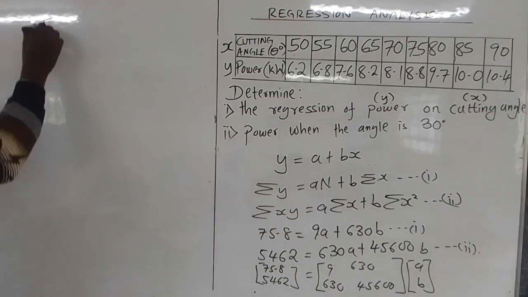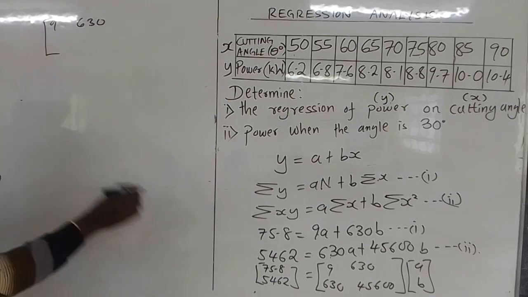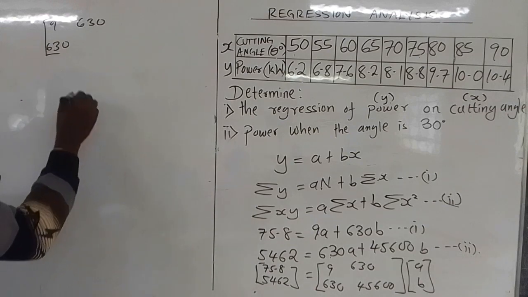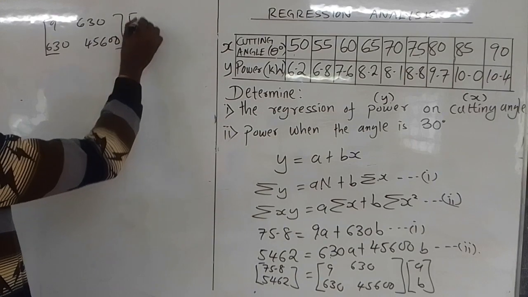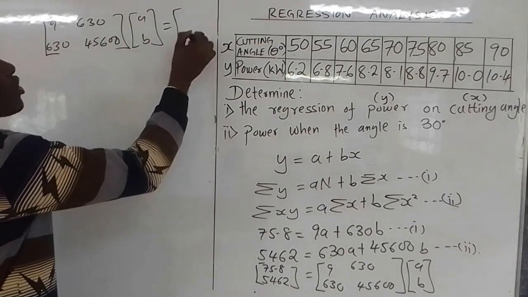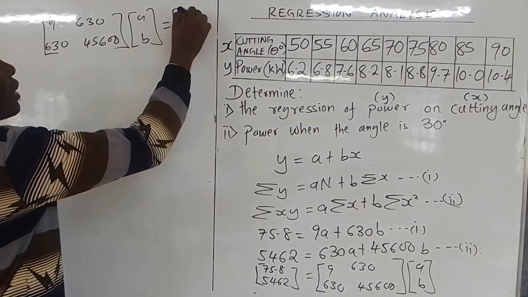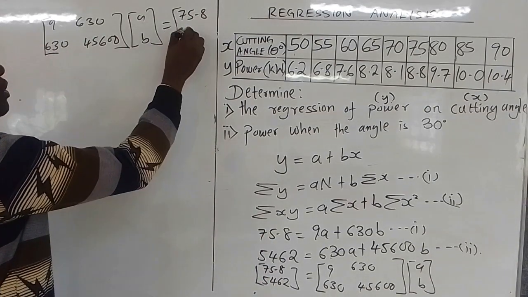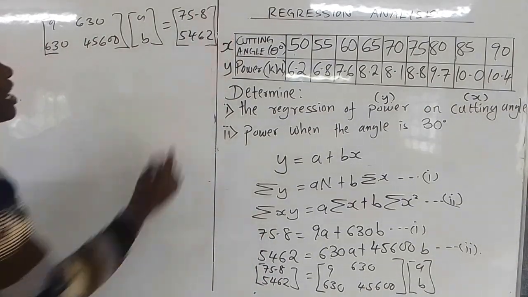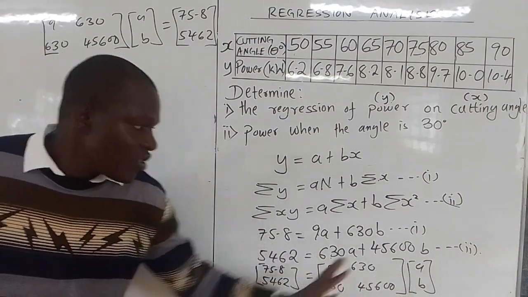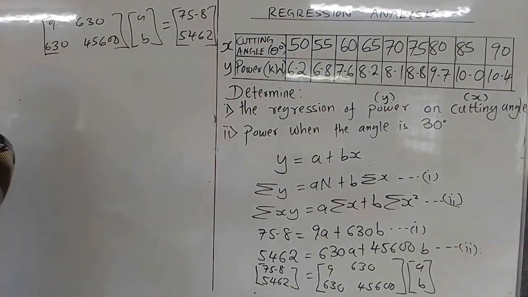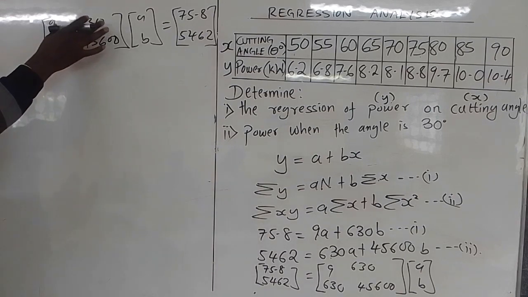So can you now bring this and transform it there? We have our coefficient matrix here as 9, 630, then 630, 45,600, then it is times A, B, and it is equals to what? 75.8 and 54.62. What I've done, I've just swapped, but it has remained the same, meaning I've started with this to be equals to this. Are we together? Yes. So this is the coefficient matrix.